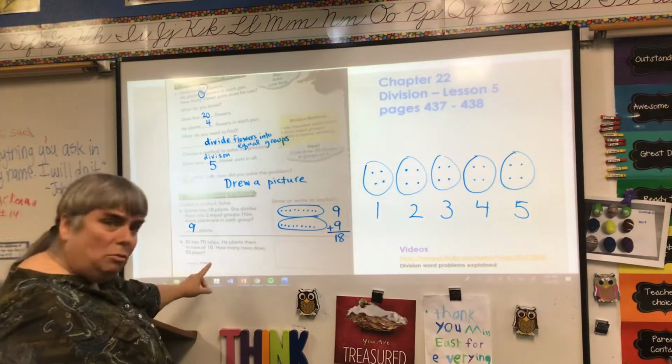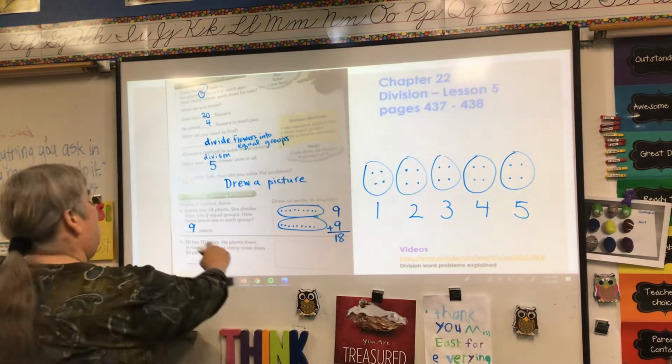Ellie has 70 tulips, one of my favorite flowers.